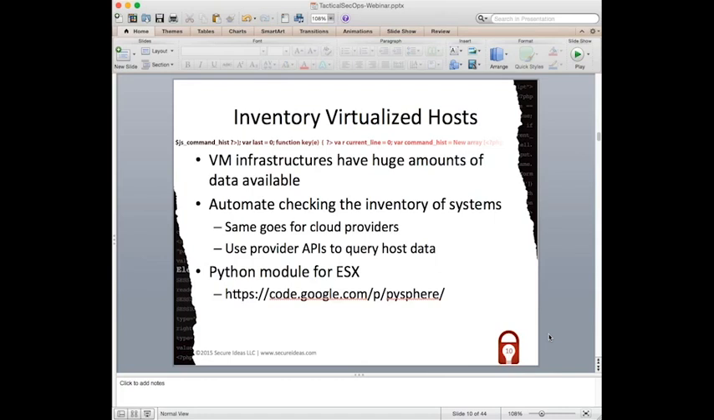it starts to make a lot of sense of, hey, let's just query our ESX hosts for what they have. Let's just query AWS and tell me what systems I have out there. What are their names? What are their IP addresses? What security configurations have been applied to them?